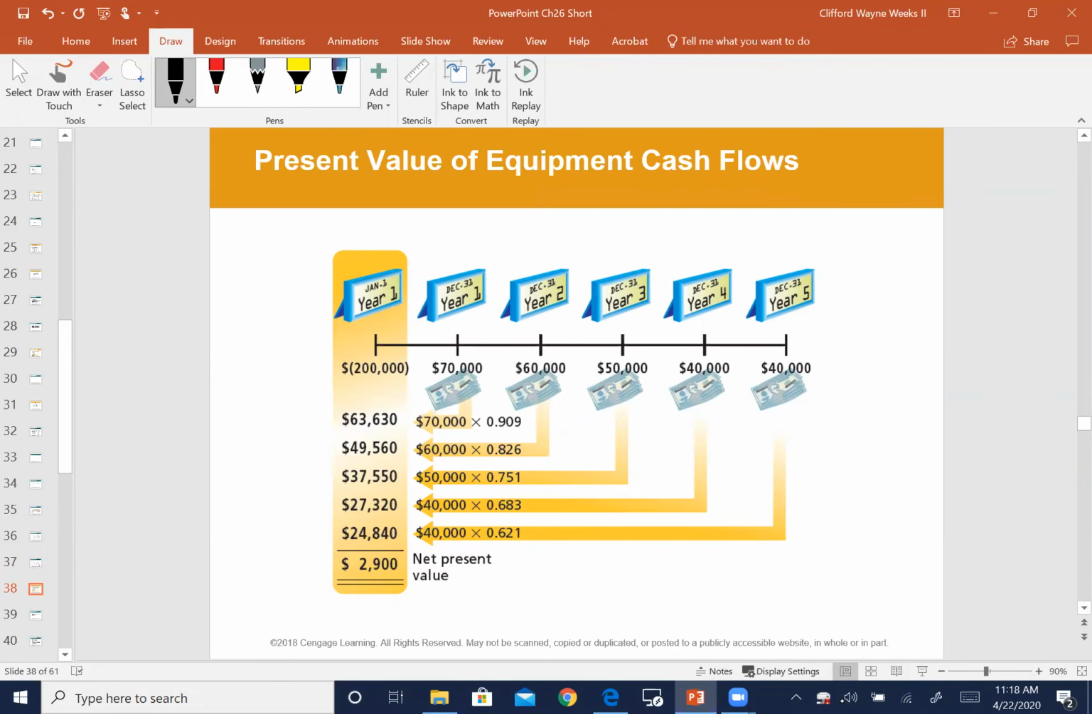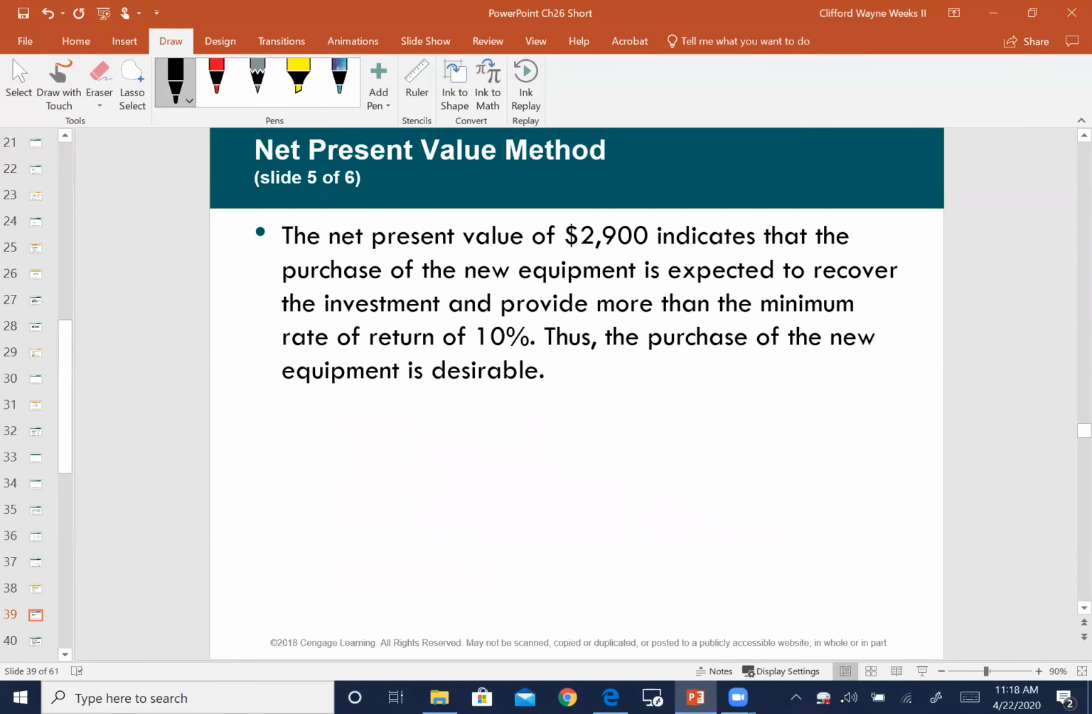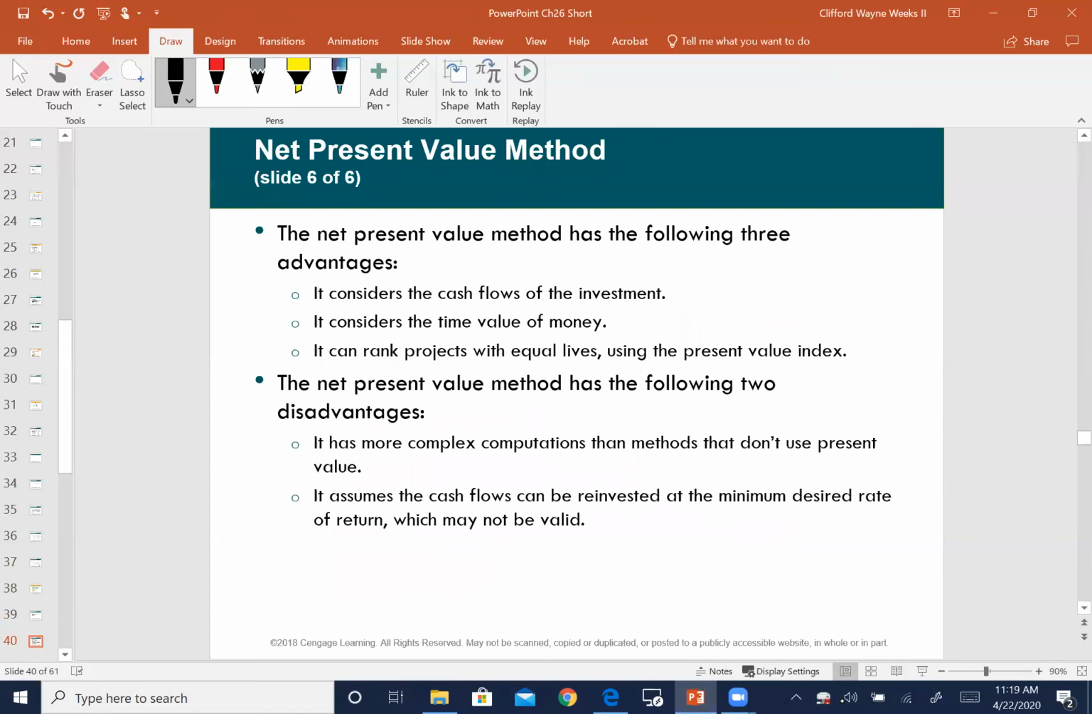If we were to look at the table, I like this table the best, because here is where we're purchasing. This is the outflow. These are all inflows of cash, and we come up with 2,900. We would accept this proposal. So the net present value of 2,900 indicates that the purchase of new equipment is expected to recover the investment and provide more than the minimum rate of return of 10%. Thus, the purchase of the new equipment is desirable.